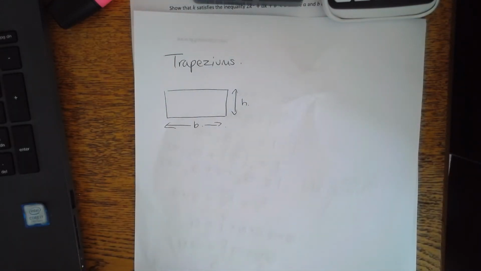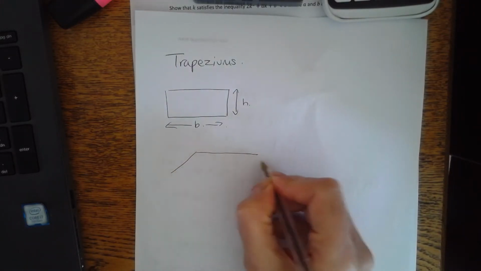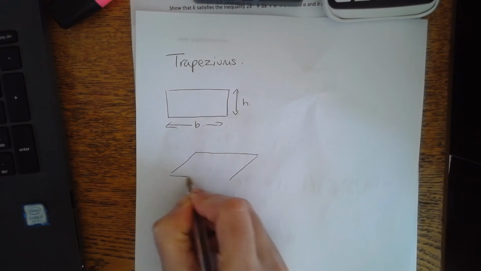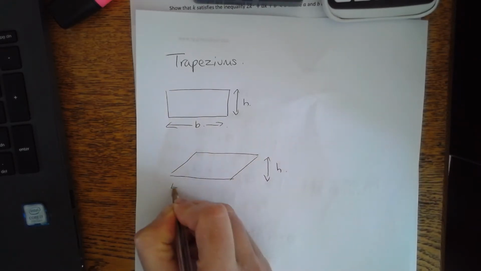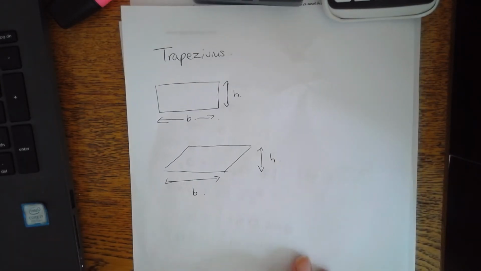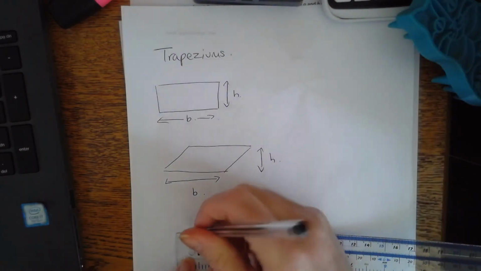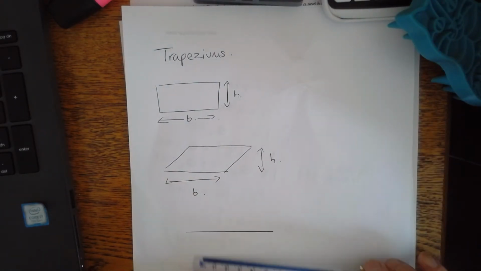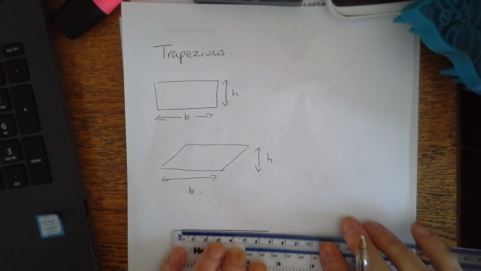And it turns out that with a parallelogram, we also do base times height. So let's have a look at a parallelogram in a little bit more detail. So I've got a ruler. This is not going to be perfectly measured or anything. What I'm doing is I'm taking a parallelogram.